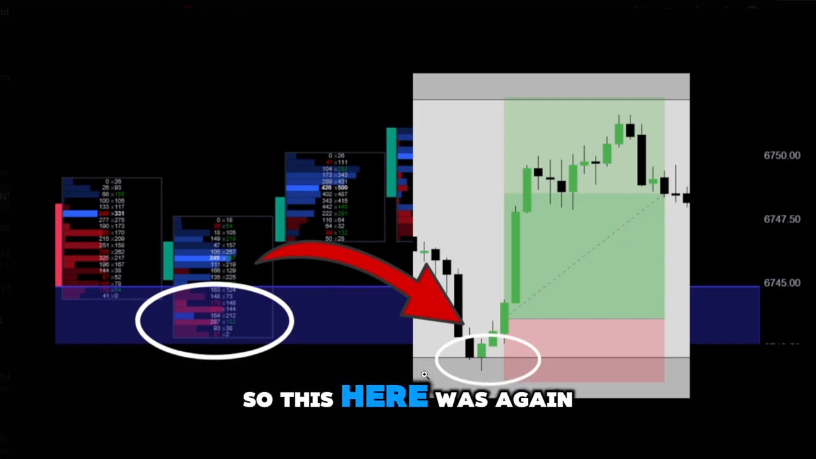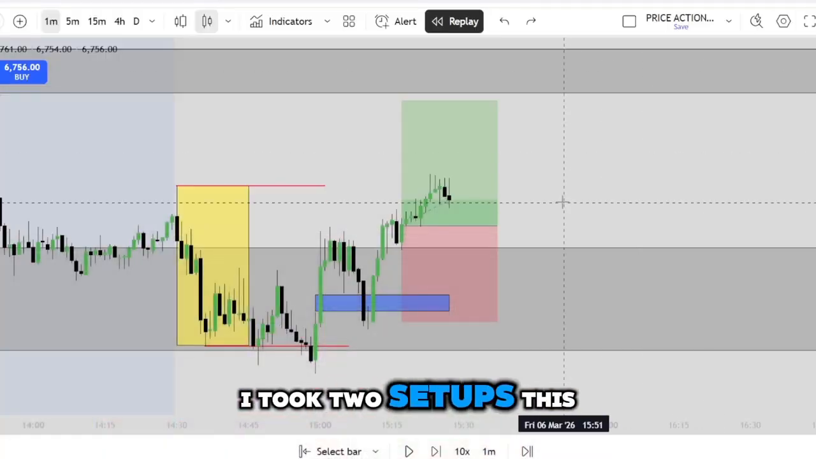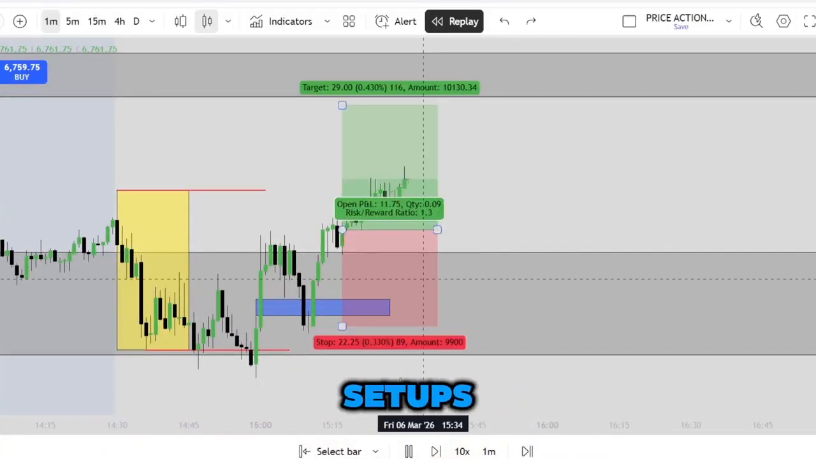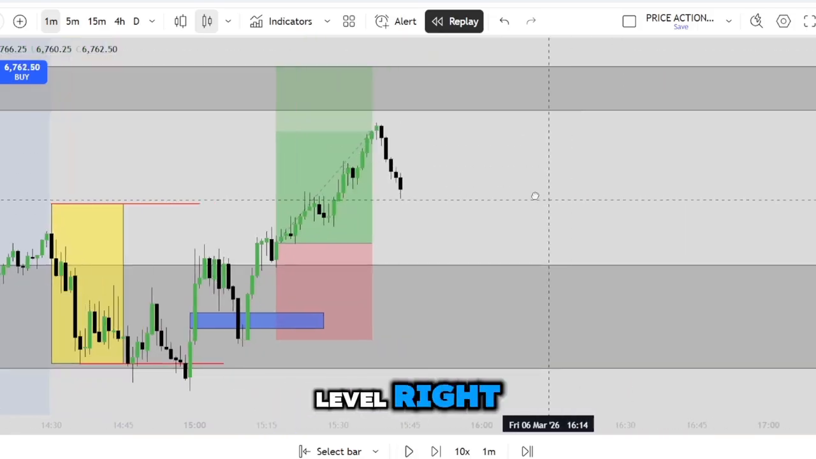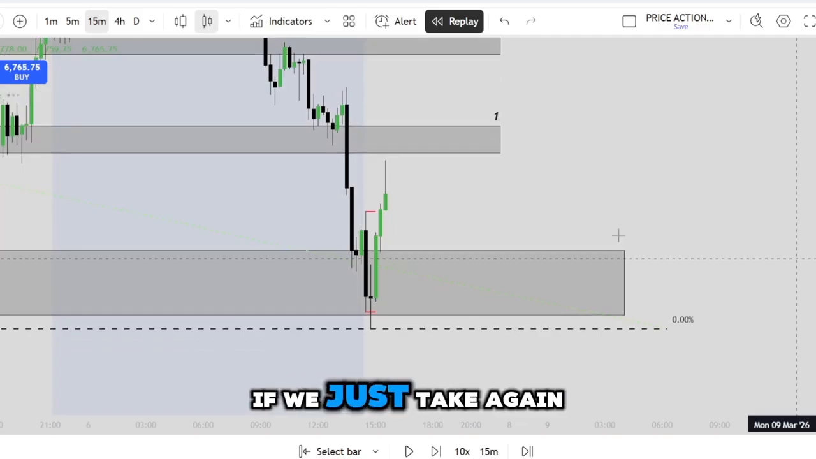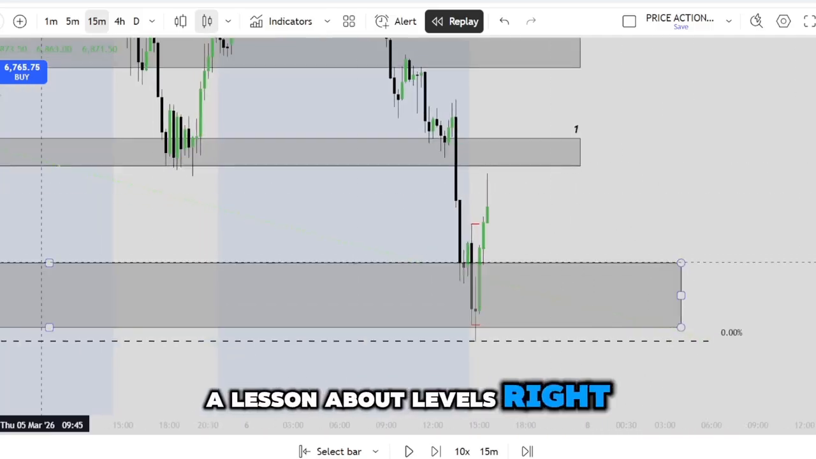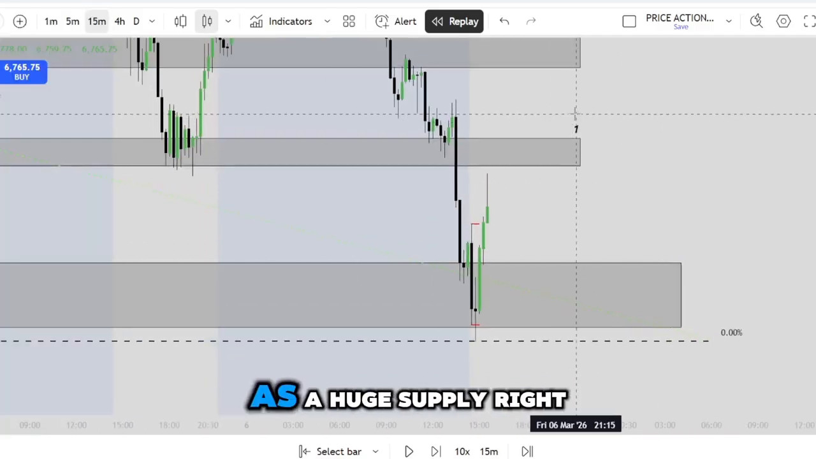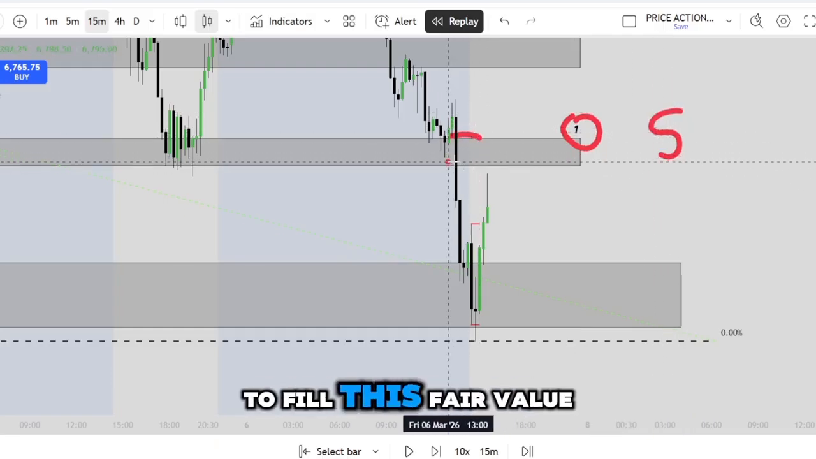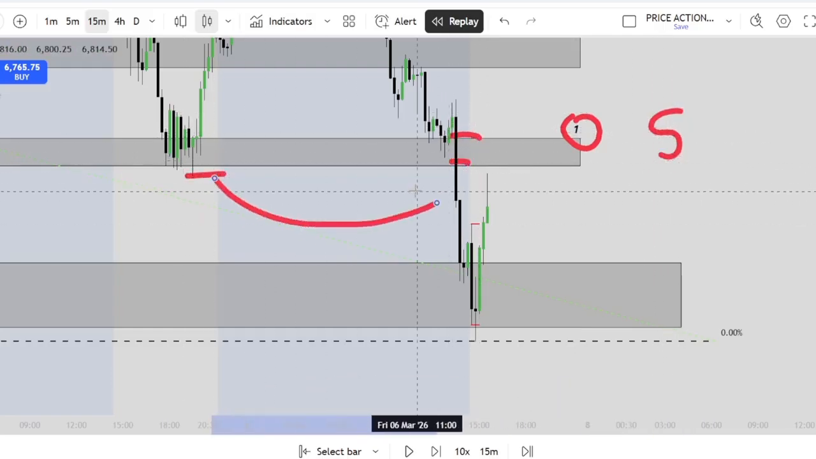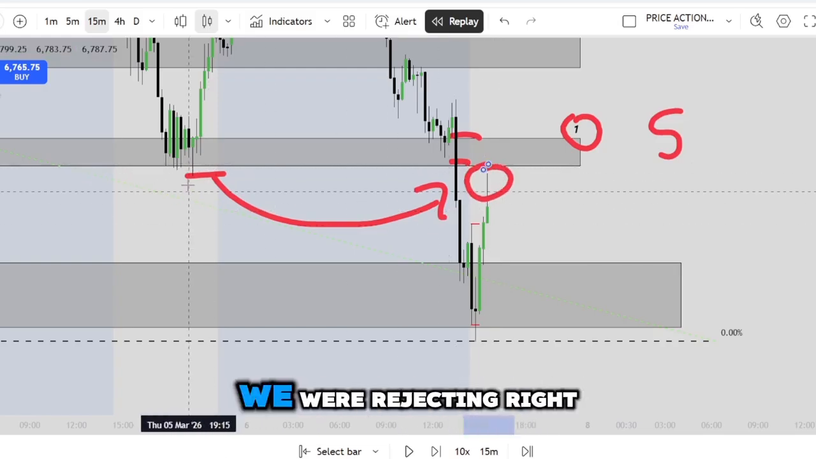So this here was, again, I took two setups this day, right? I actually took two separate setups. My first setup was, I had my TP at the top of this level. And what was interesting here, if we take a lesson about levels, key level 1 was acting as a huge supply. So I wanted price to fill this fair value gap. However, we were rejecting.